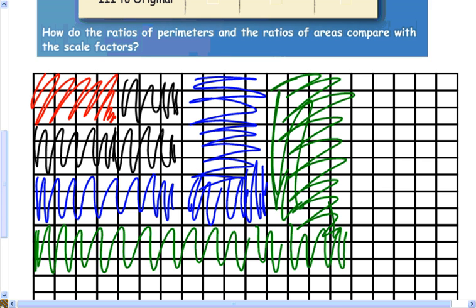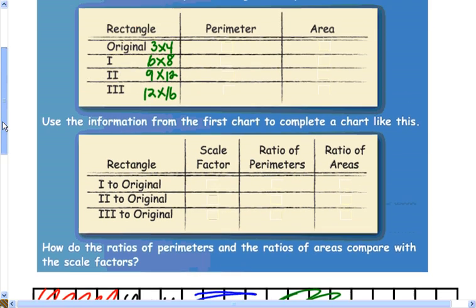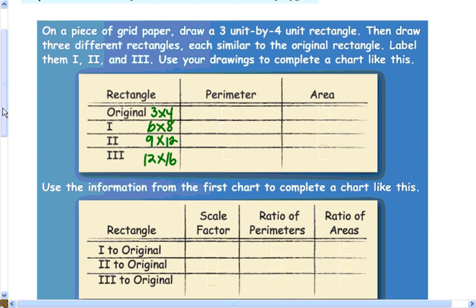All right, and then we're going to fill in the perimeters and areas of these, and just look at how they're related. So the perimeter of my 3 by 4 is 14. My area is 12. I'm going to pause here and just fill these in. If you want to go ahead and fill them in yourself, you can.